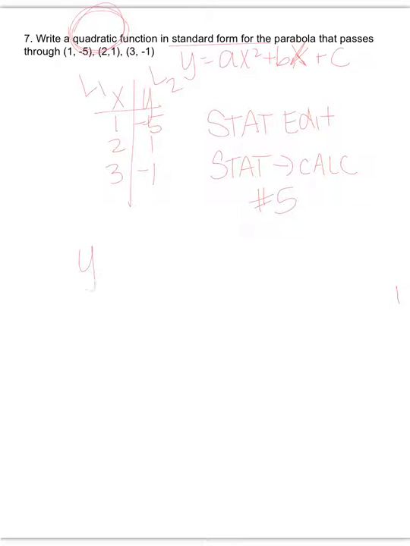So you'll plug in to your standard form. So y equals negative 4x squared plus 18x minus 19. So you're finding your A, B, and C, and once you have those, you're just plugging it into your standard form.